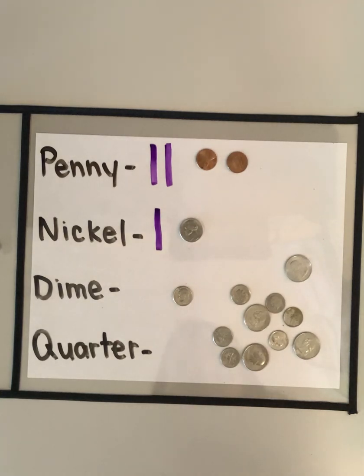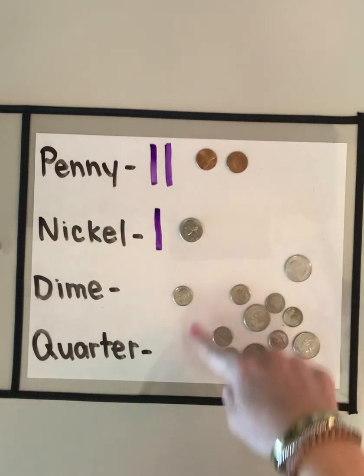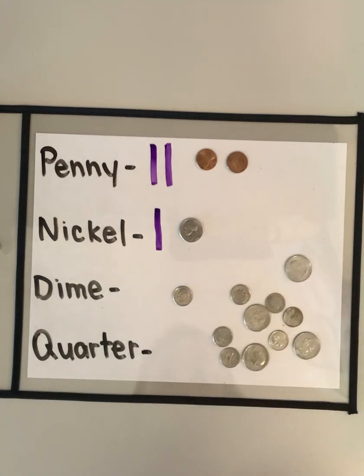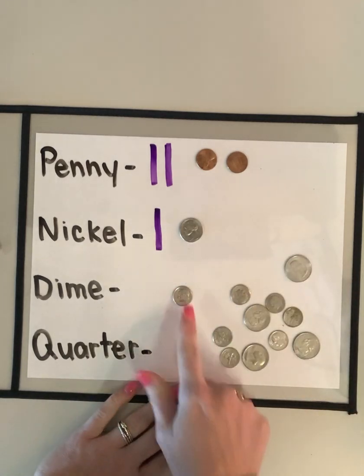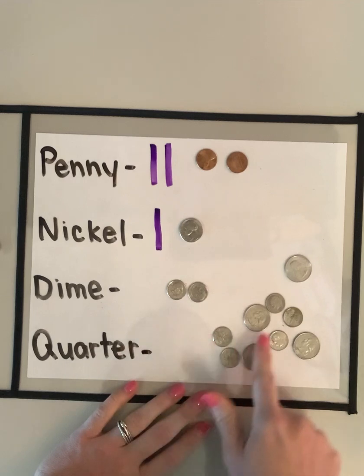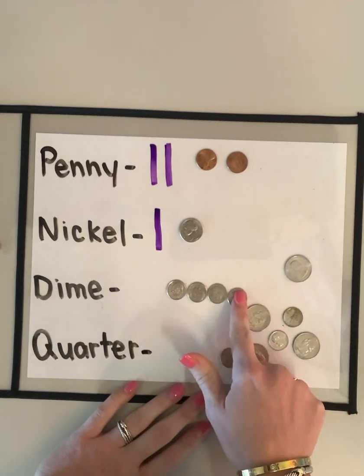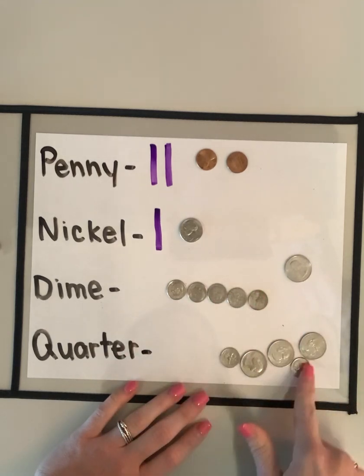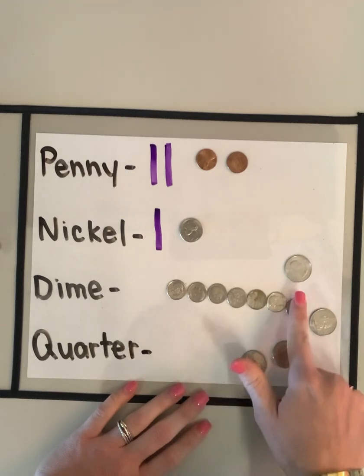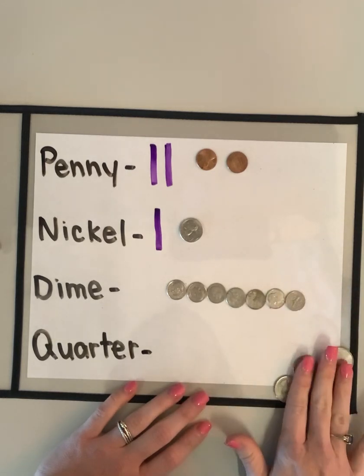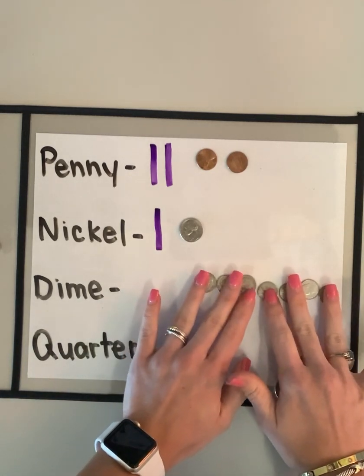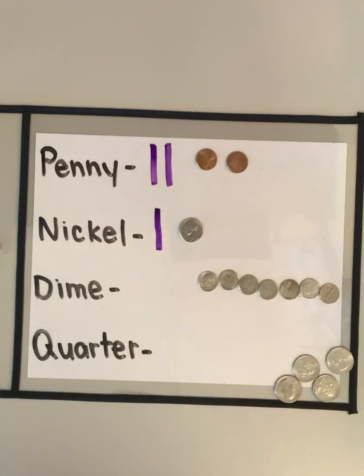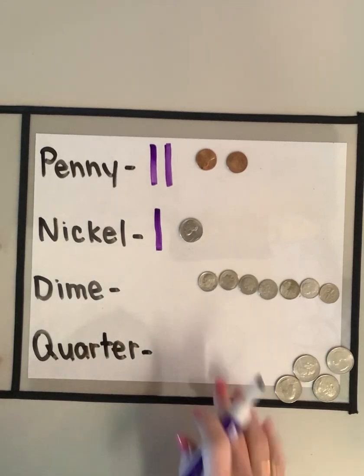Okay, you should have paused the video and counted how many dimes I have in this collection right here. Let's see if you got it right. I have 1, 2, 3, 4, 5, 6, 7. 7 dimes. Is that the number that you counted? Great job.